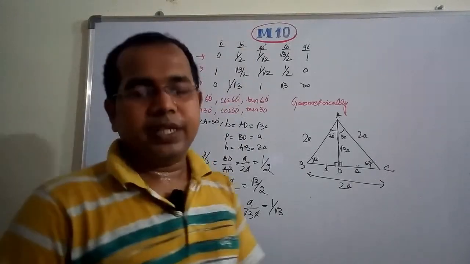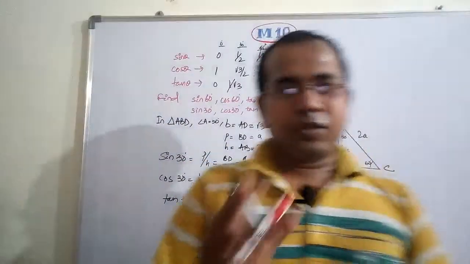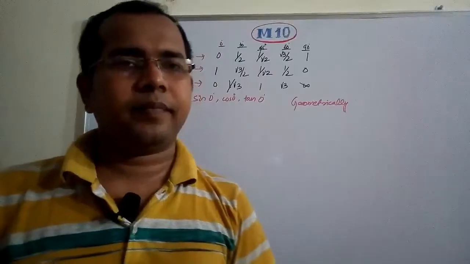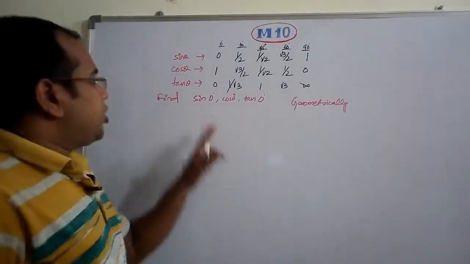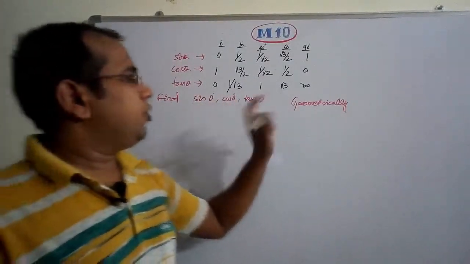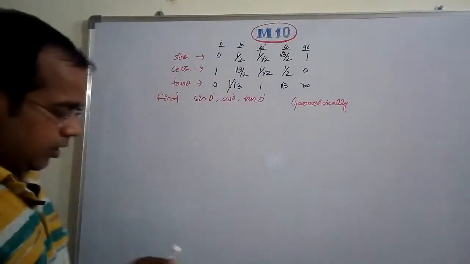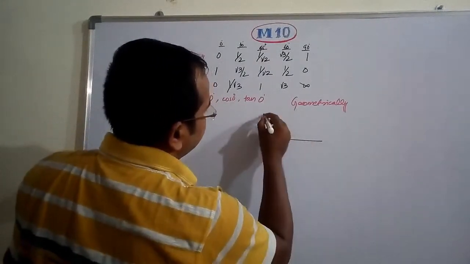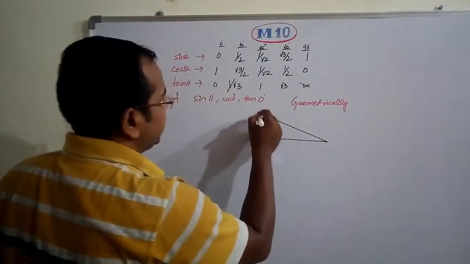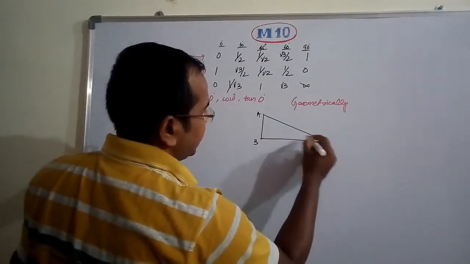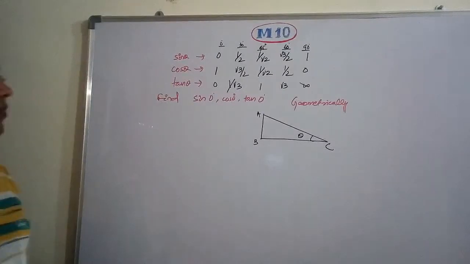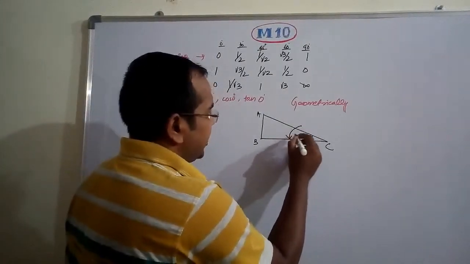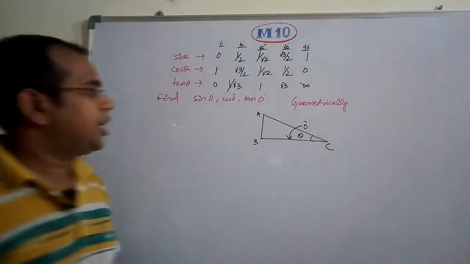It is also proved. Now we are going for these only two angles, 0 degrees and 90 degrees. Now we are going to find sine 0, cos 0 and tan 0 geometrically. Now see here carefully. Let's say this is the triangle ABC and this is the angle theta. If we want to make it 0, that means it tends to 0 degrees.